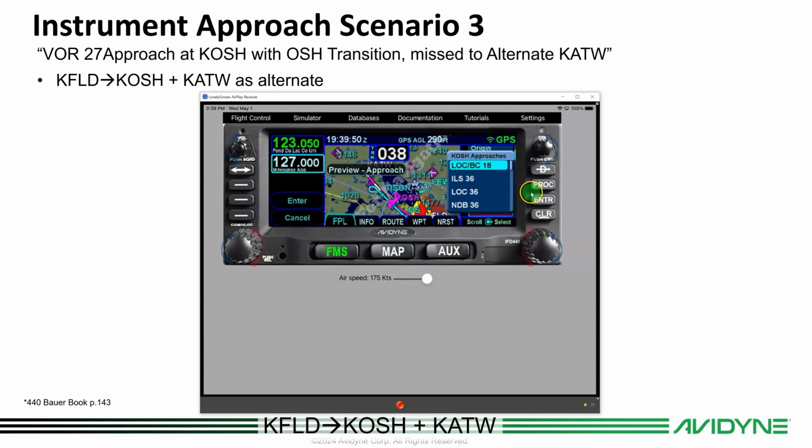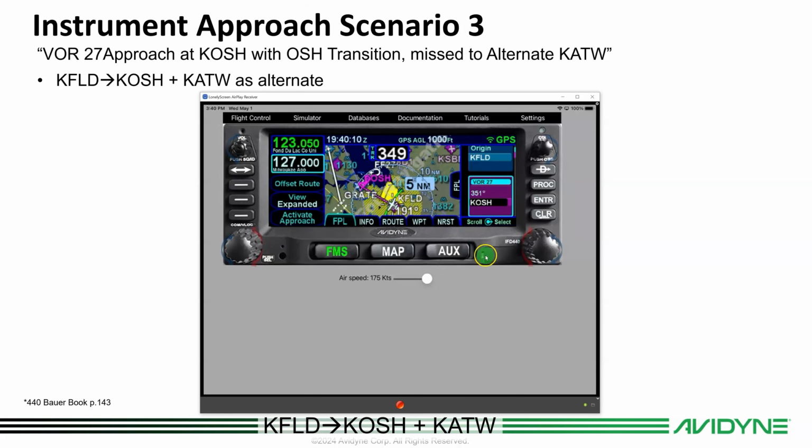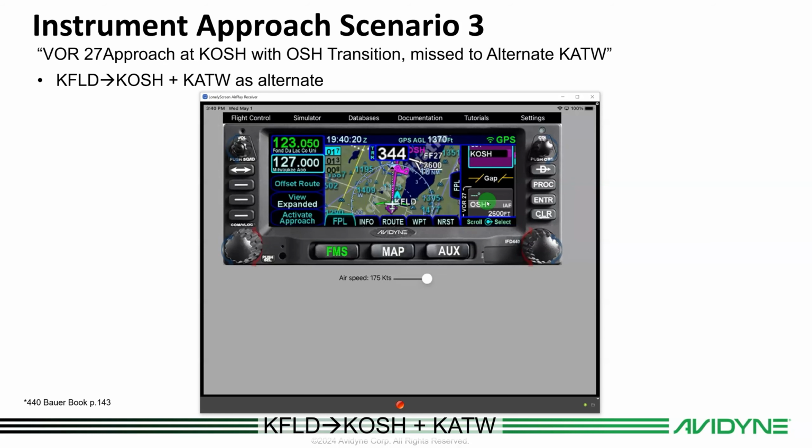And we're going to load the VOR 27. So we will use our knob and scroll down to the VOR 27 and push in on the FMS button to enter it. And our Osh transition, so we'll select Osh as our initial approach fix. So there, now we've got the VOR 27 approach loaded.